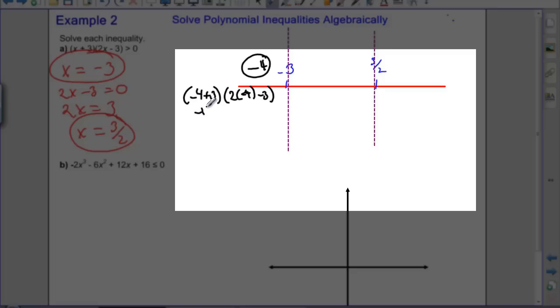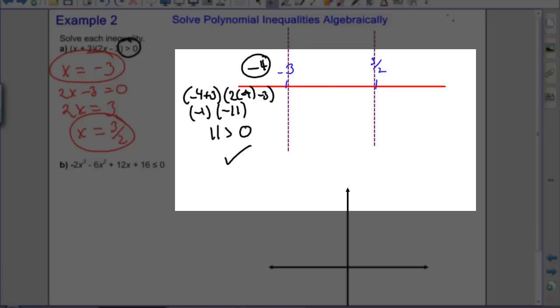-4 plus 3 is -1. 2 times -4 is -8, subtract 3 is -11, and when I multiply these together we end up with +11. Look at the inequality sign and ask yourself, is 11 greater than 0? Is that a true statement? Yes, it is. So this is going to be part of our answer, our solution. So from -infinity up to -3, but not including -3.